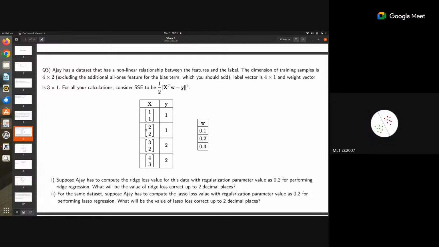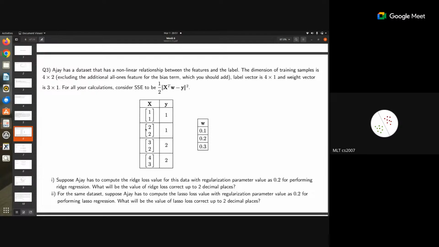Okay, what is this question saying here? Ajay has a data set that has a non-linear relationship between the features and a label. What does that mean? So if you have X and if you have Y, how are Y and X related to each other? Not linear. So the X will have higher degrees, right?